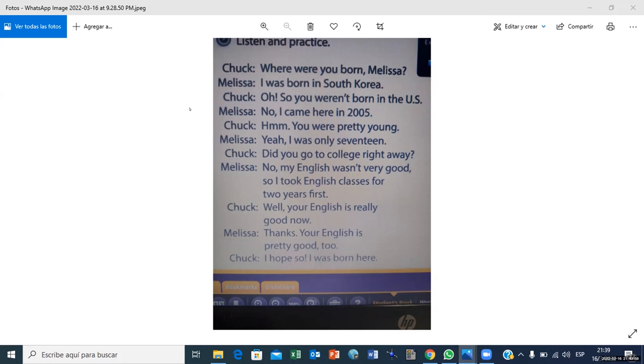Teacher, igual en la primera frase, where, ¿cómo sería esa pronunciación? Where. Casi no se nota la diferencia. Where. Excellent. Where were you born, Melissa? Okay. And then remember it's South Korea. Es el país. Korea. South Korea. Yes. Is there any other? ¿Hay alguna otra? Siento que también podría ser difícil la de college right away. College right away. Right away.